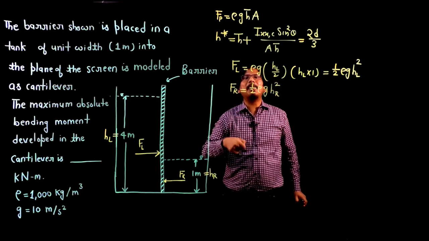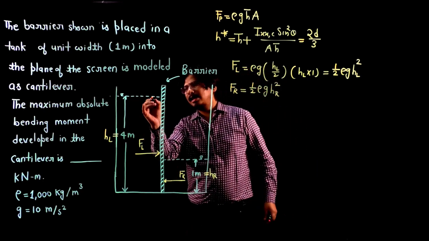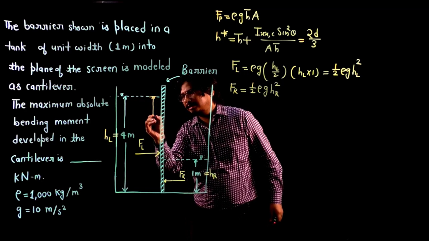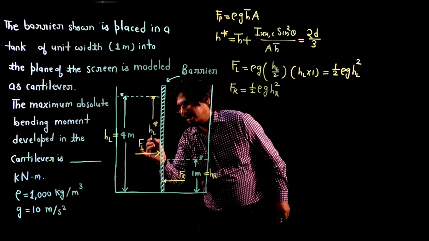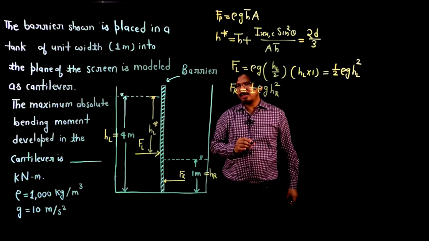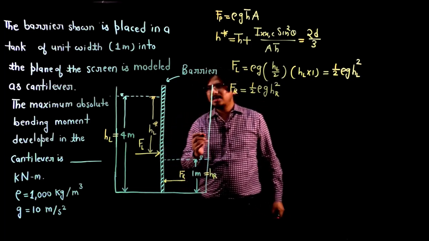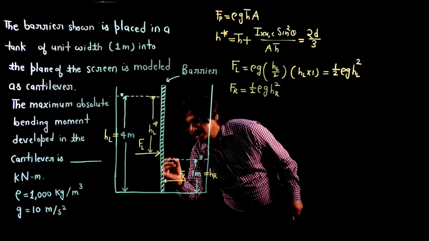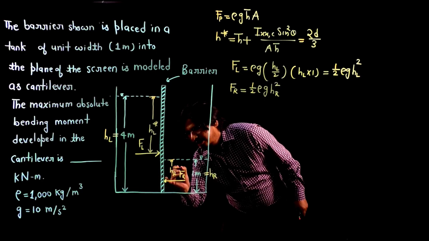Now I need the perpendicular distance. So let me say, my friends, this distance is HL star, the depth of the center of pressure from the free surface for this left side water. Similarly, let me say here this is HR star.